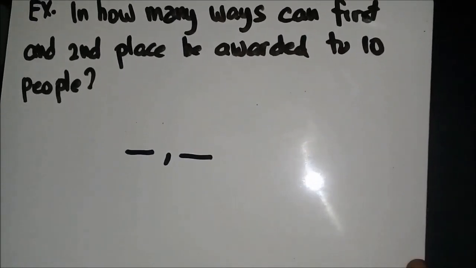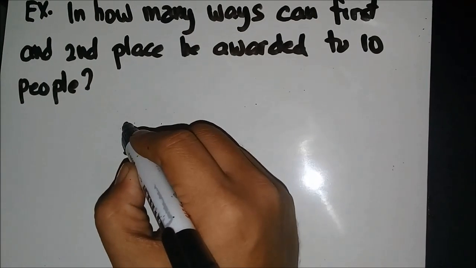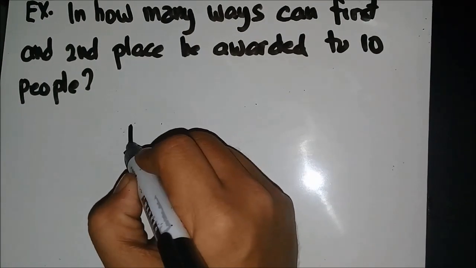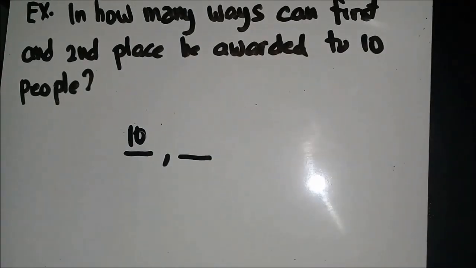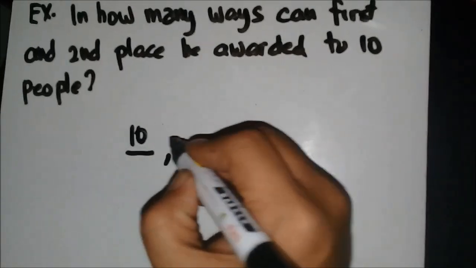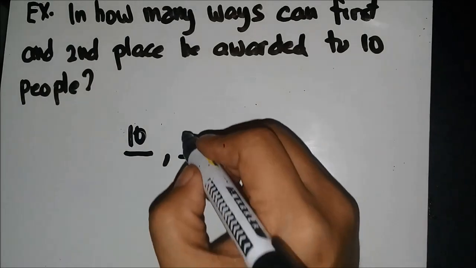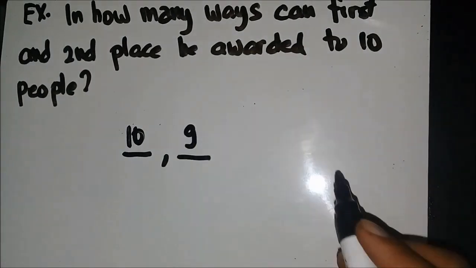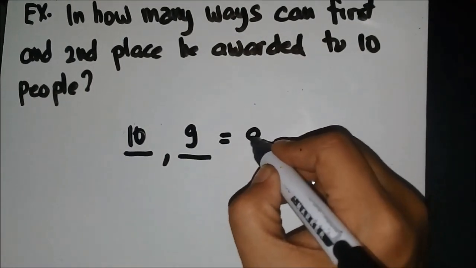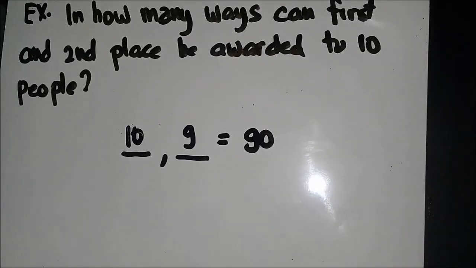So what are we going to do? In the slot method, here we will have 10 possibilities, and on the second slot we will only have 9 possibilities, leaving us with 90 permutations.